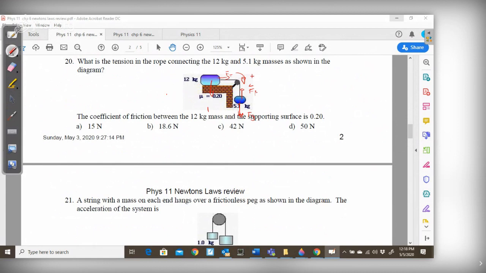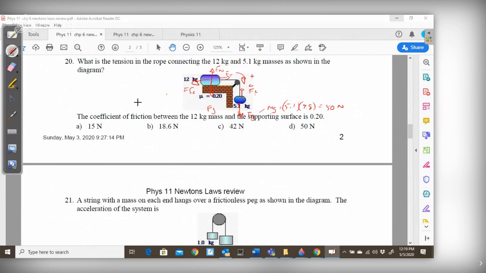We're going to have a force of gravity. We're going to have a normal force. And then we're going to have a force of friction. All right, so this force of gravity is mg, so that's 5.1 times our 9.8. That's equal to 50 newtons.